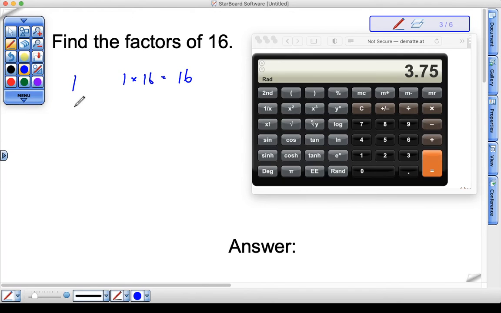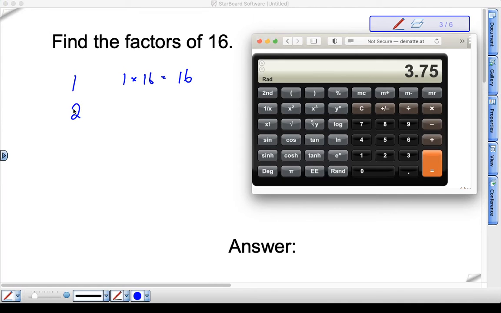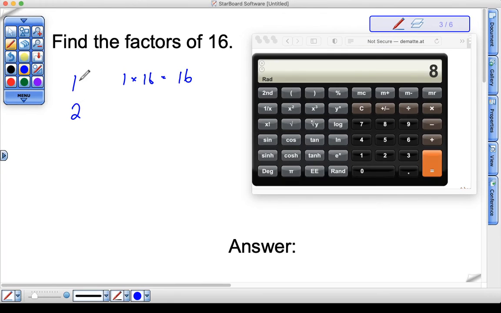So let's go with my next number, 2. I want to see if 2 is a factor of 16. So I'll go over to my calculator. I'll put in 16, and I'm going to divide that by 2 and see if that works. 2 times 8, that works. So I'm going to write down 2 times 8 is 16. And now I know my list doesn't have to go all the way down to 16. It's only going to have to go as far as 8. That is, again, unless I have other factors.